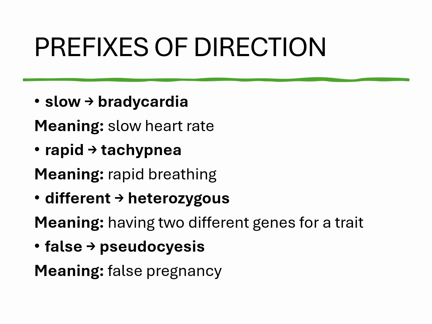Here are some examples. Bradycardia means slow heart rate. Tachypnea is rapid breathing. Heterozygous means having two different genes for a trait. Pseudocyesis is false pregnancy.